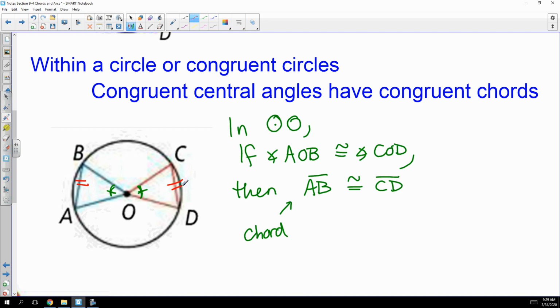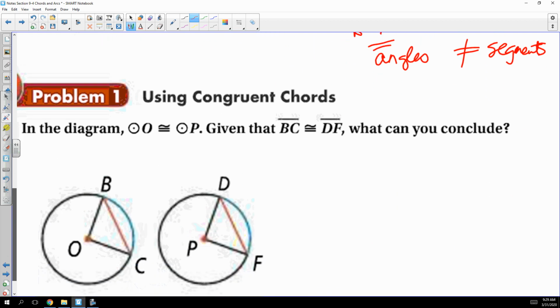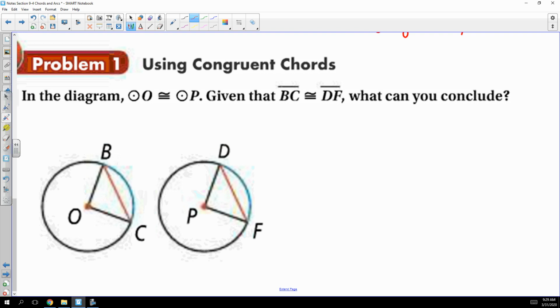Remember that a segment length cannot be the same as an angle measure, so again, angle AOB cannot be congruent to segment AB. That's just a no-no. Angles do not go with segments, right? They're not even the same thing, so don't equivocate those things. Okay. All right, so there's a couple of examples that start off kind of easy.